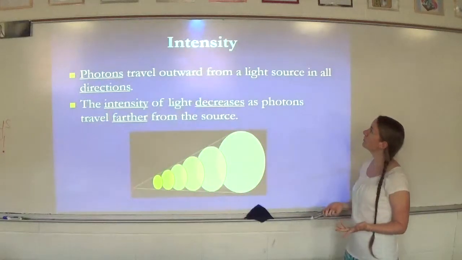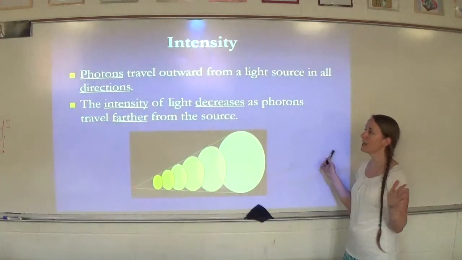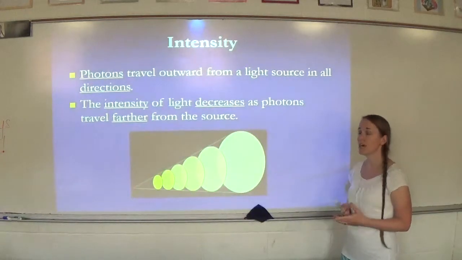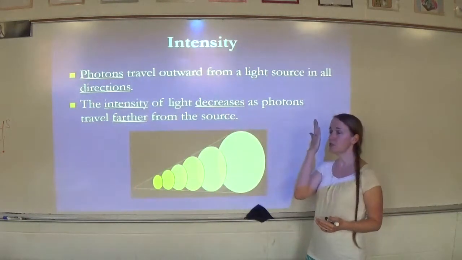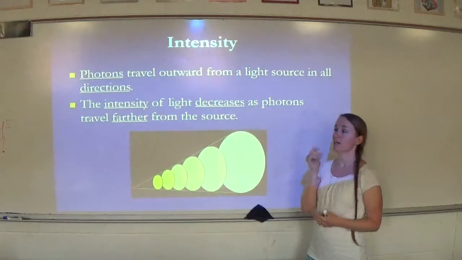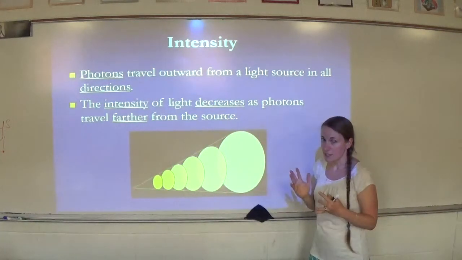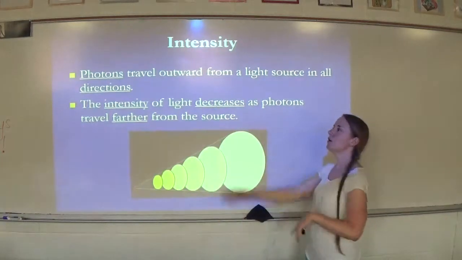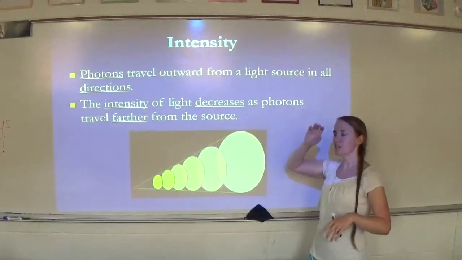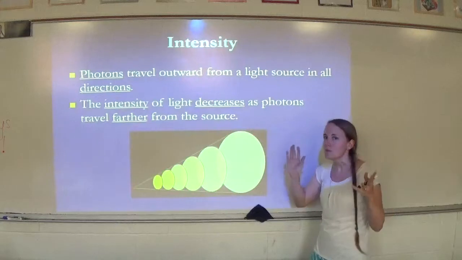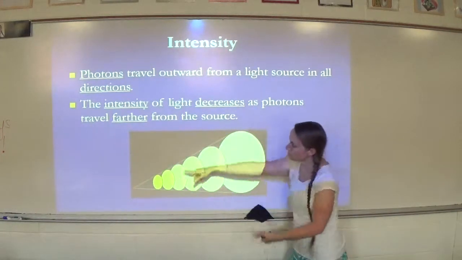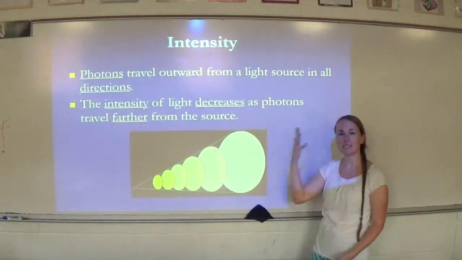Photons travel outward from a light source in all directions. The intensity of light decreases as photons travel farther from the source. Think about this: if somebody standing this close to you shines a flashlight in your eye, that is going to be very intense. However, if someone stands all the way down the hallway of the school and shines a flashlight in my eye, it's not going to be as big of a deal because I'm further away from the source. As those photons spread out, they become less intense to look at.